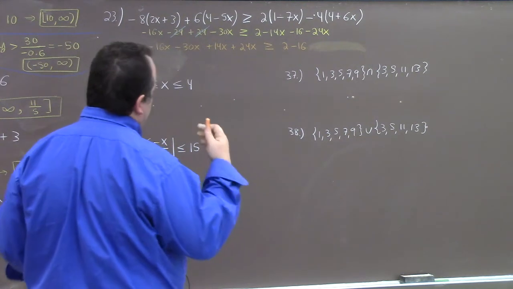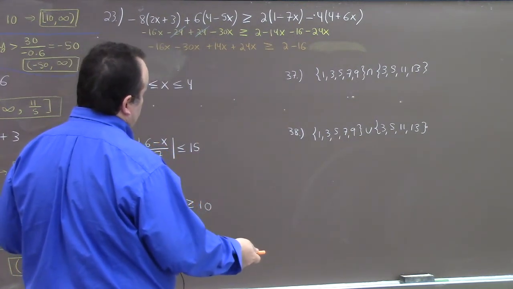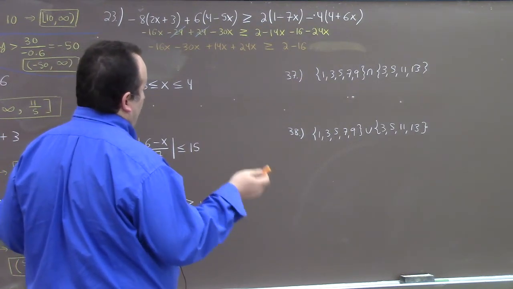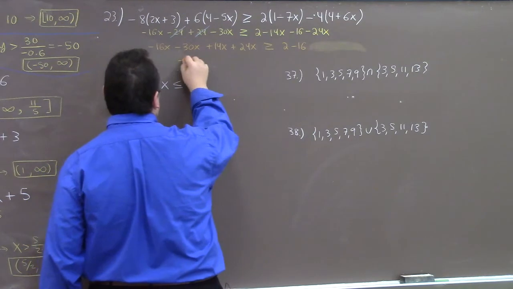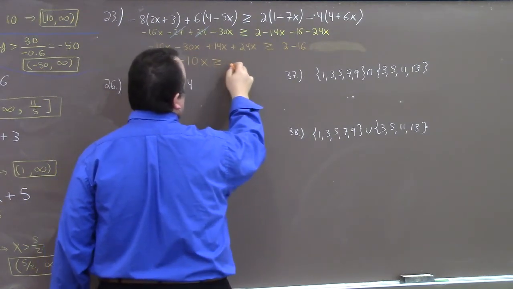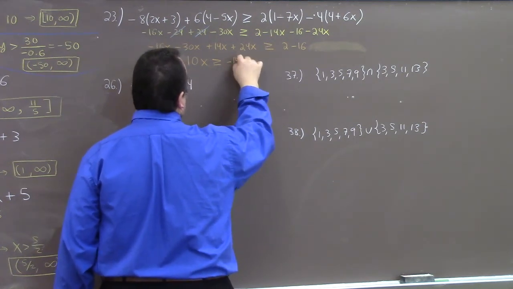Minus 48 plus 14, that's a minus 34, plus 24, minus 10x, I think. Did you guys get that? Minus 14, I think.